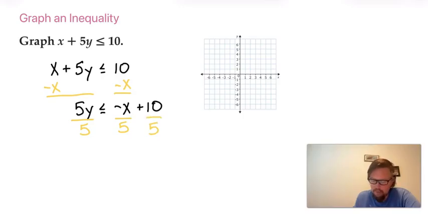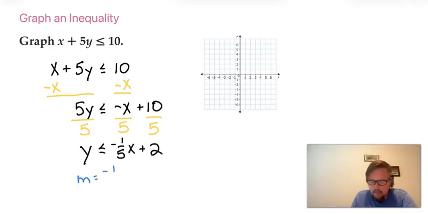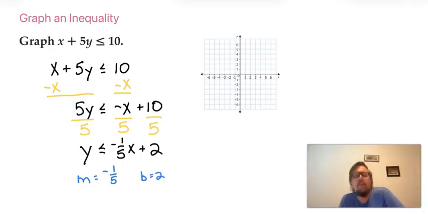It just takes 2 steps to put it in slope-intercept form. And since our last step is to divide by a +5, we don't even have to worry about flipping the inequality symbol. Okay, so there we are. Just remember that negative x divided by 5 would be -1/5 x, and there we go. We got it in slope-intercept form. The slope is -1/5, and the y-intercept is 2. Perfect.